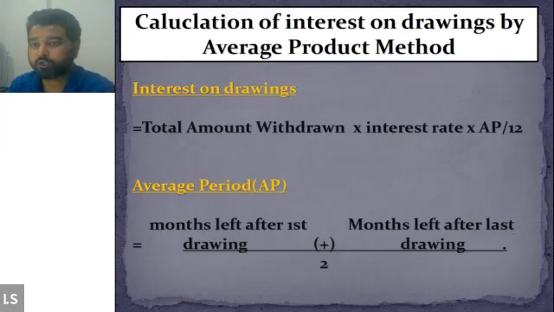Okay, now finally, let's talk about calculation of interest on drawing by average period method. This will be average period method. So how do we calculate the interest on drawing by average period method? Let me write down the formula.